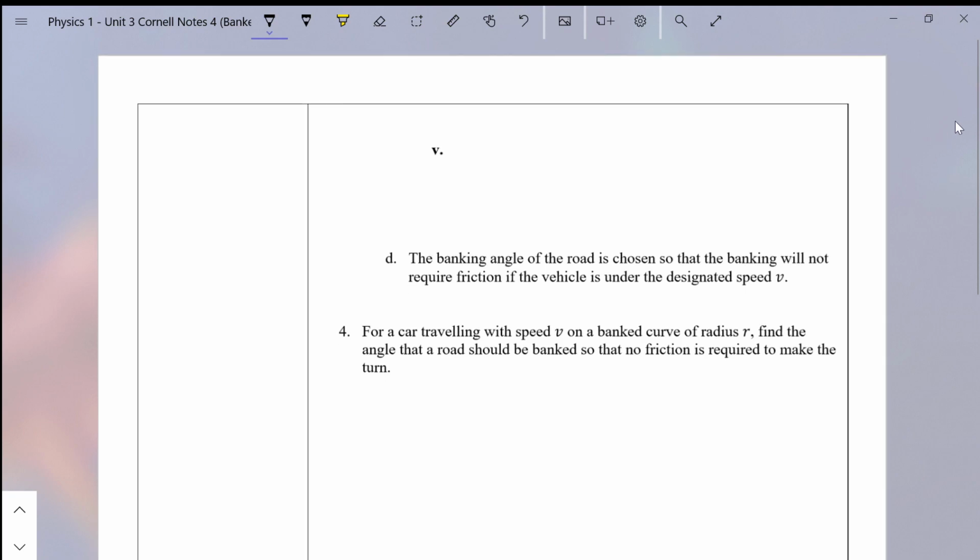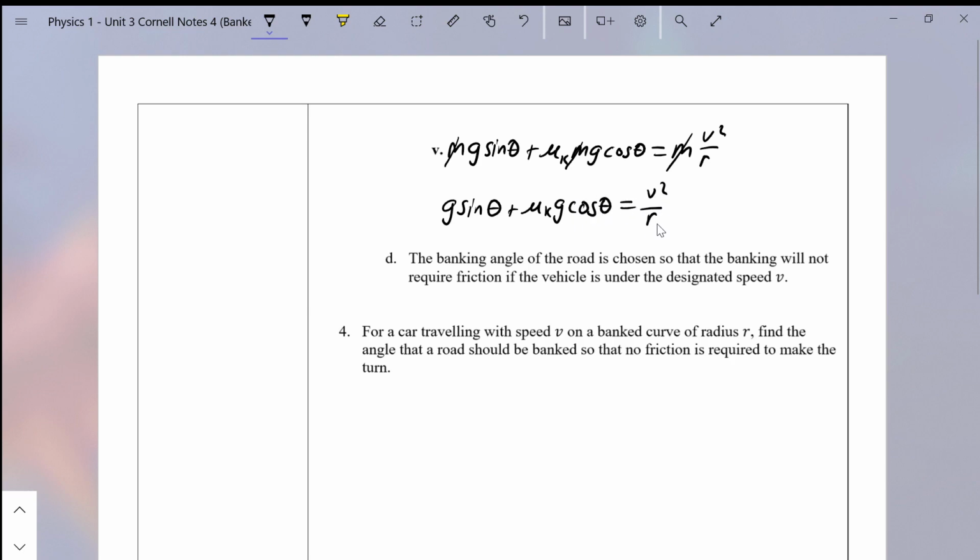Next page, we could do a little bit more plugging in of stuff. We get mg sine theta plus uk mg cosine theta is equal to m v squared over r. Our m's will cancel out, and we will get g sine theta plus uk g cos theta is equal to v squared over r. And this looks very familiar. We should have seen something like this before. In fact, we did when we did the lawnmower question last unit.